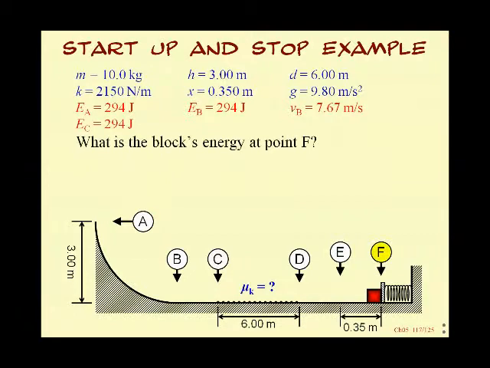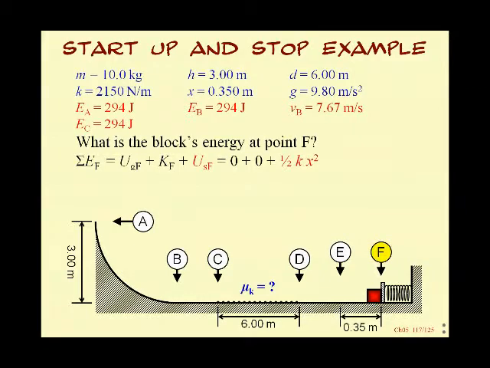Let's find out what the block's energy is at point F. That's at the end where it has compressed the spring a distance of 0.35 meters. Now it takes a certain amount of energy to compress this particular spring 0.35 meters. So let's find out how much energy it had to do that. Well, that's going to be the same amount of energy as is now currently stored in the spring. So when we add up all of our energy components, that's the only energy component that we're interested in.